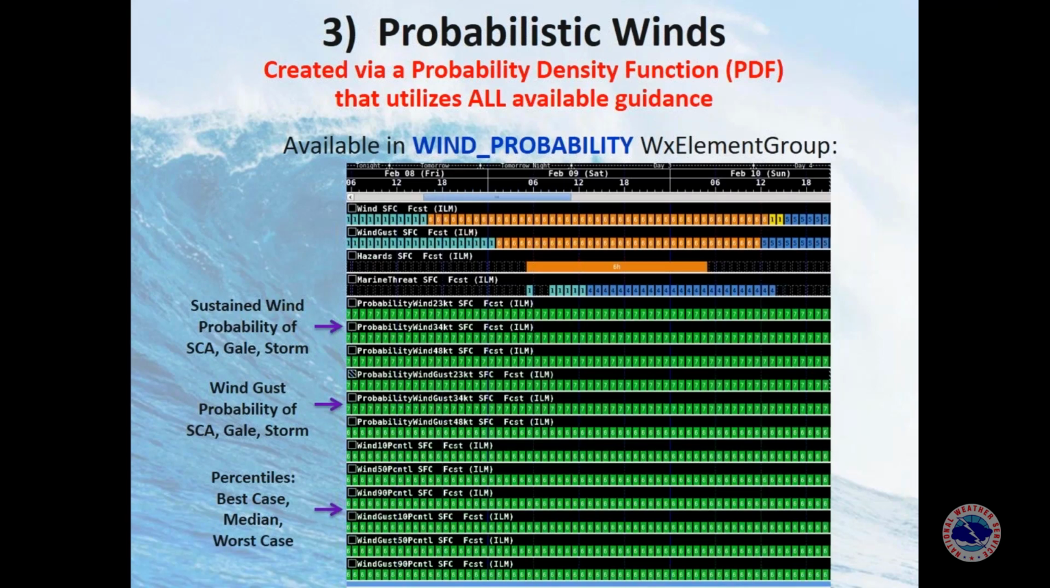So there's thresholds down there: sustained winds, wind gusts, small craft advisory, gale, and storm. And then also percentiles that are useful. There's a 10th percentile, 50th, and 90th percentile. 10th percentile would be the best case scenario if someone asks you the best case. And then reasonable worst case scenario would be the 90th percentile.